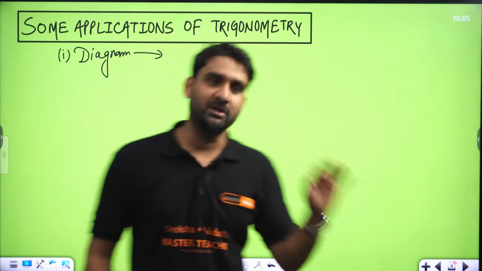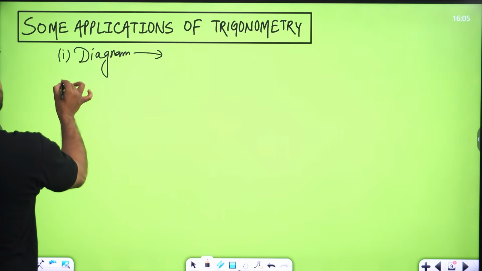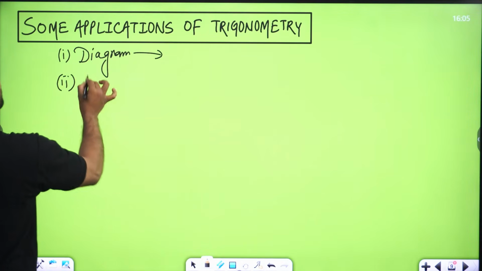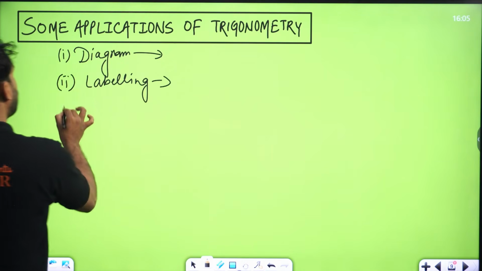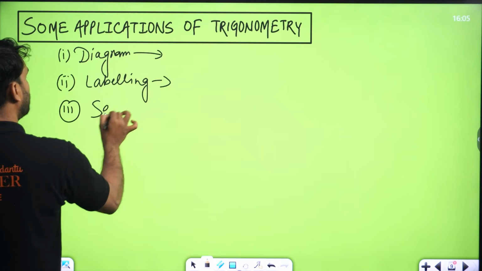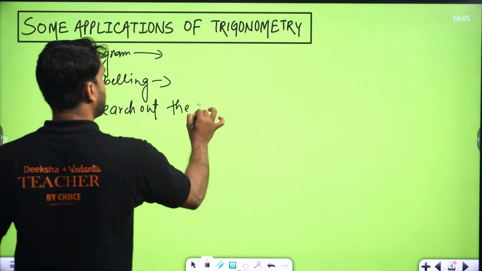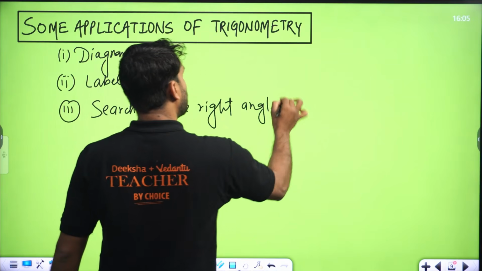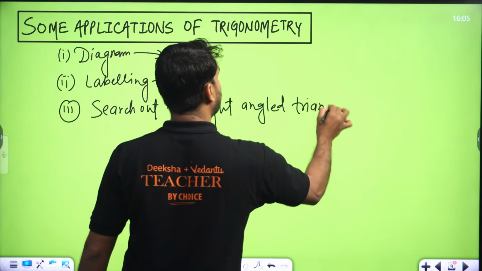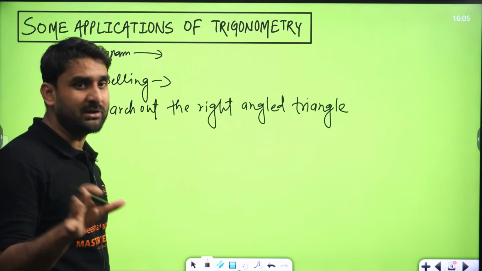The most important thing is to read the question carefully and draw the diagram. Diagram is very important. Second, after drawing the diagram, labeling is important. Label the information. After labeling, search out the right angle triangle. First, draw the diagram clearly and calmly, and then label the information given in the question.